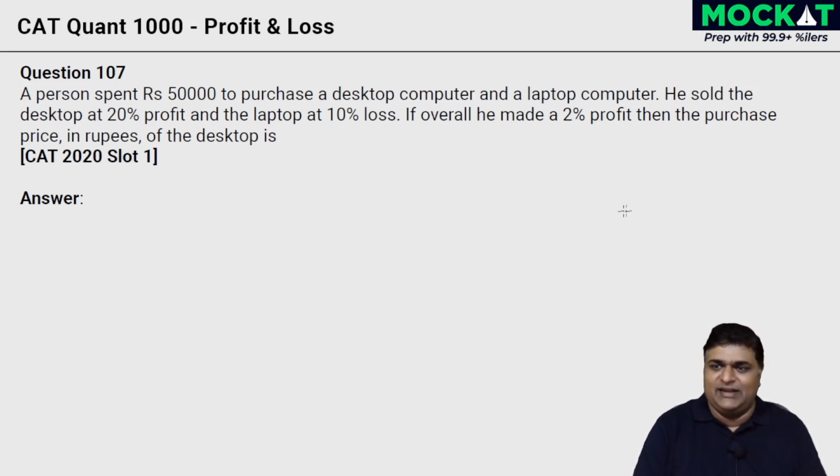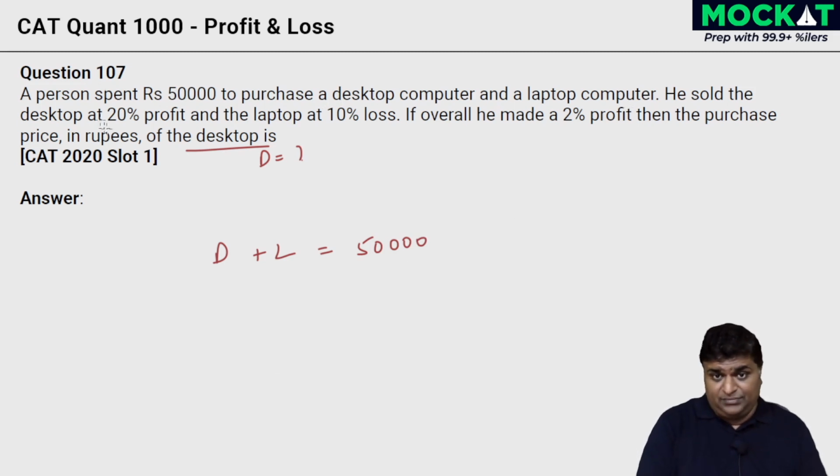We just make it two linear equations and get done with it. I need to find the purchase price of a desktop. So D plus L. I have to find D over here. D plus L equals 50,000. Linear equations we can form.